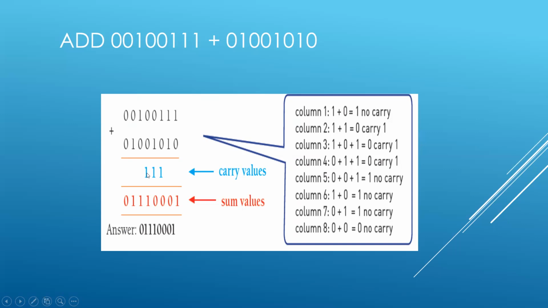Clear? Clear till the fourth point, till the fourth column. Now we are moving on to the fifth column. In the first column we have three values, 0 plus 0 plus 1. That's very simple. You will simply get the answer 1.